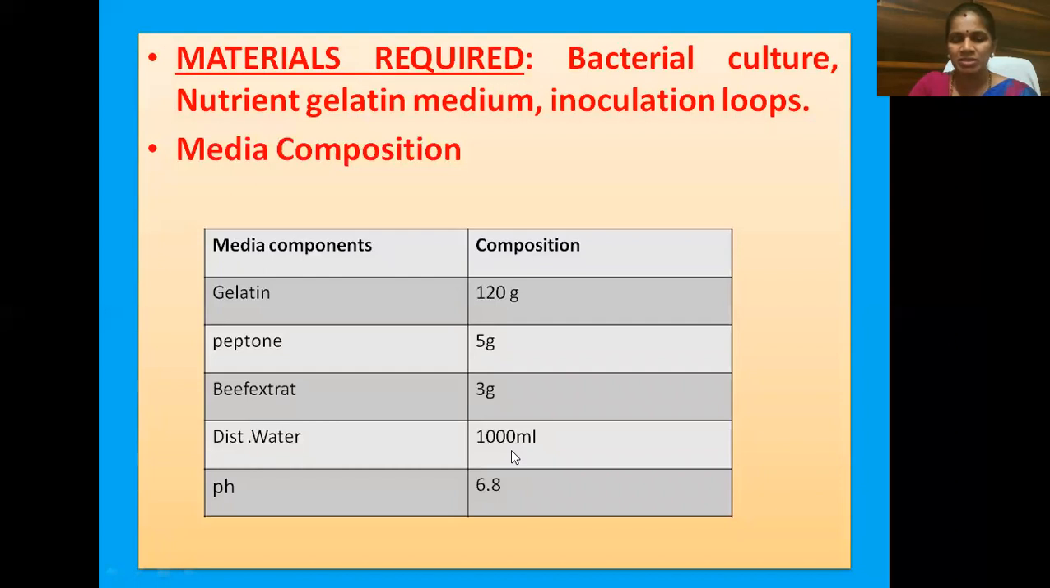Here I have given the concentrations for 1000 ml. If you wish to make 500 ml or 250 ml, you can convert that into the expected volume. For example, 120 grams for 1000 ml, you can calculate how much for 500 ml, or how much for 250 ml. Go for cross multiplication, then you will be able to find the required amount of concentration.